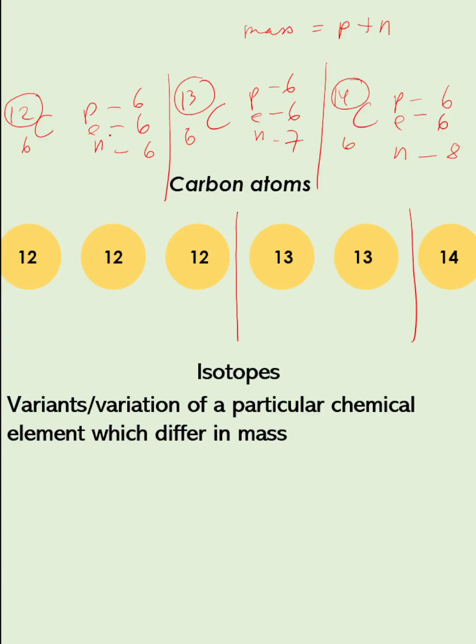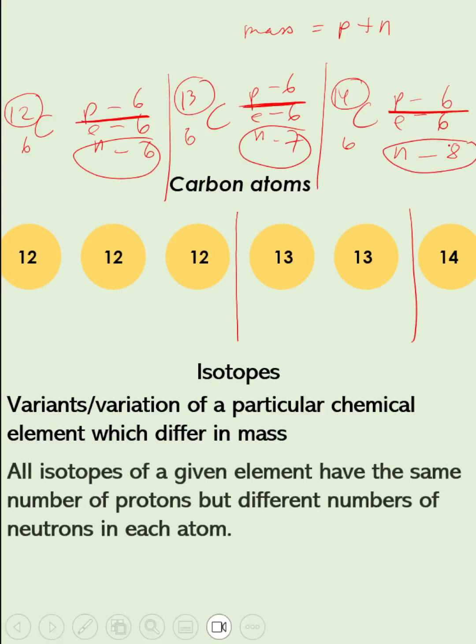In this case, all of them have the same number of protons. So here, the difference in mass is caused by the difference in the number of neutrons. If we look here, for carbon 12, we have 6 neutrons. For carbon 13, they have 7 neutrons. And then for carbon 14, we have 8 neutrons. So again, they have the same number of protons, but a different number of neutrons in each atom.